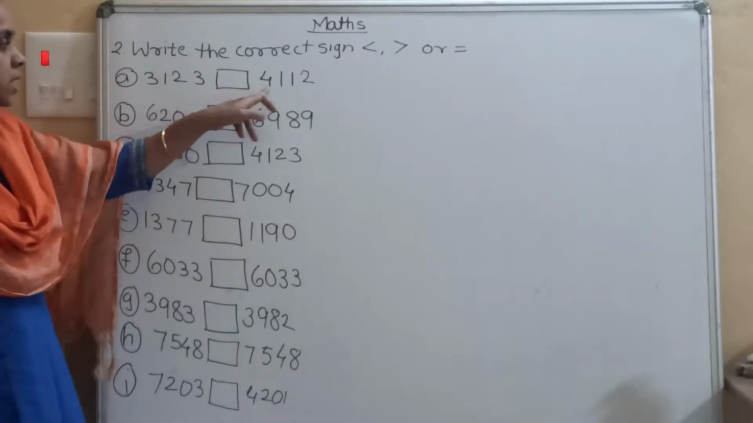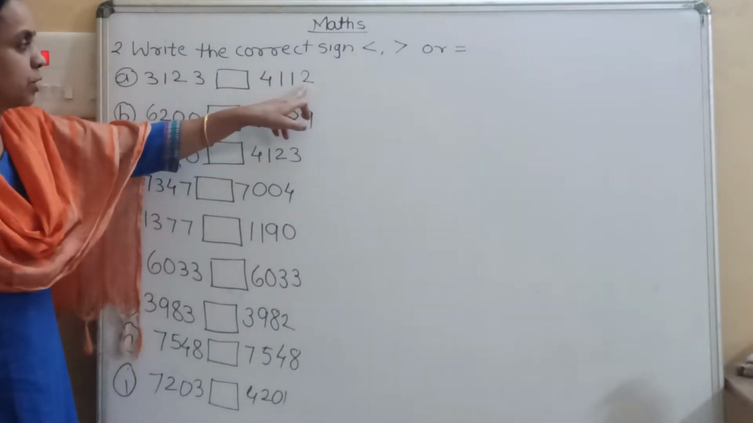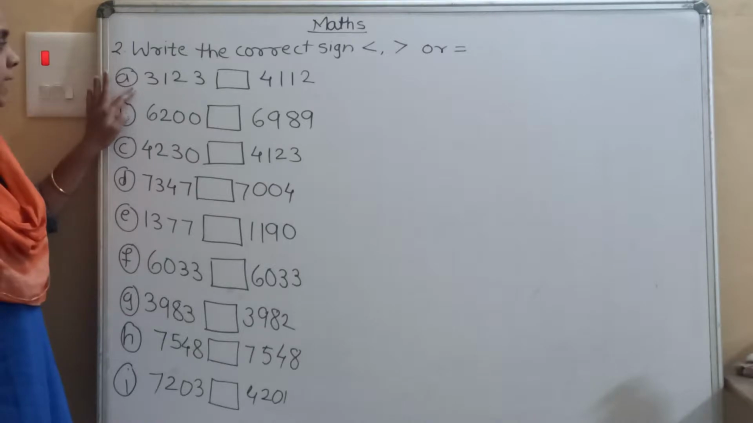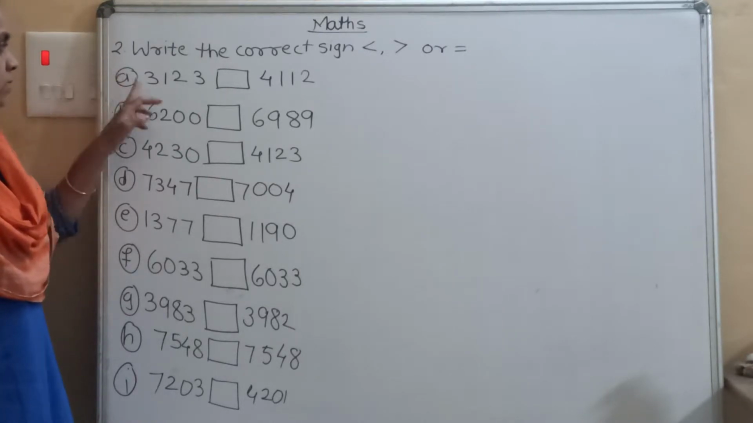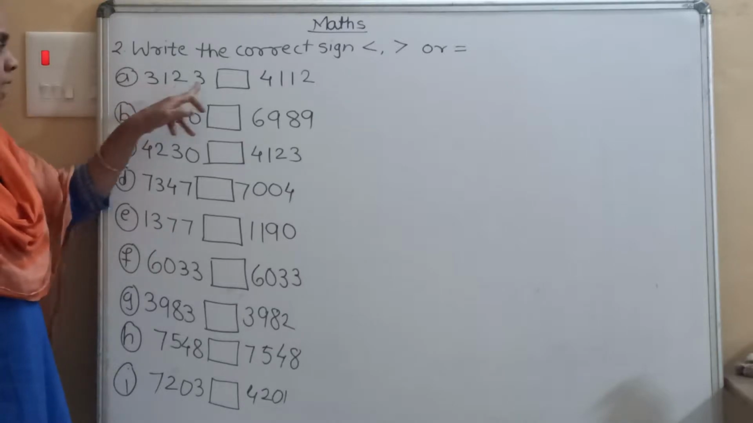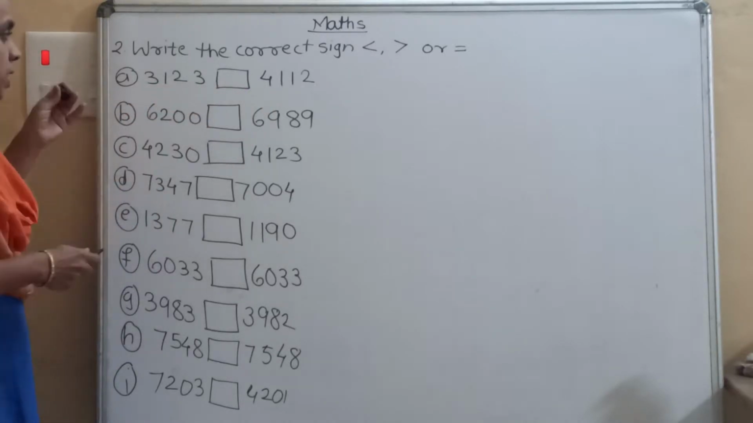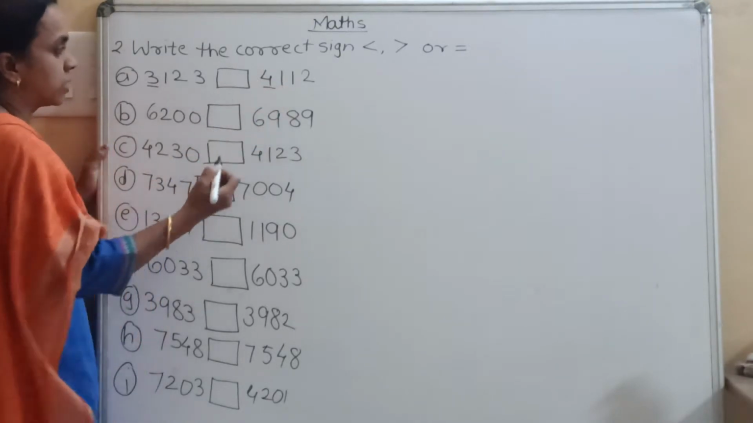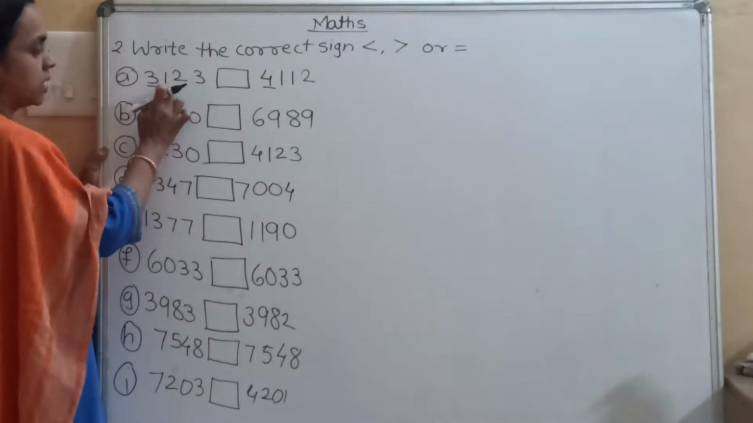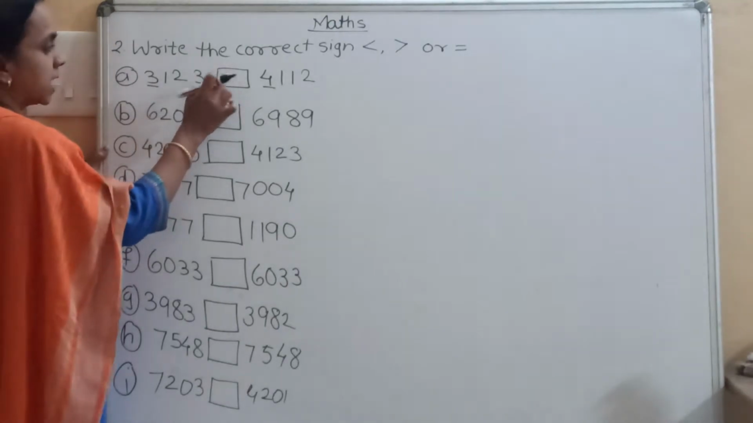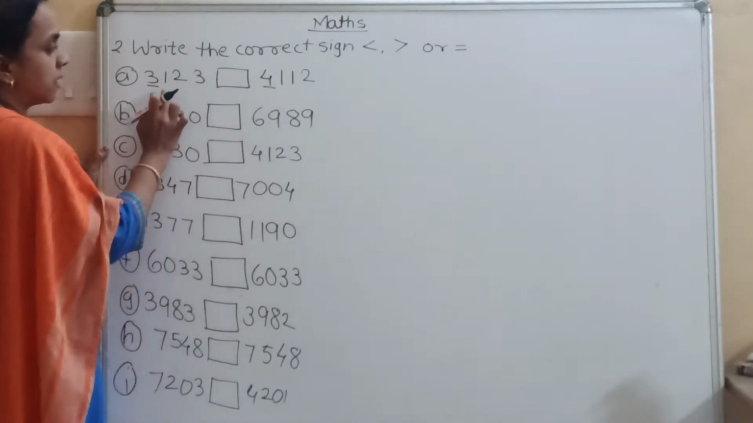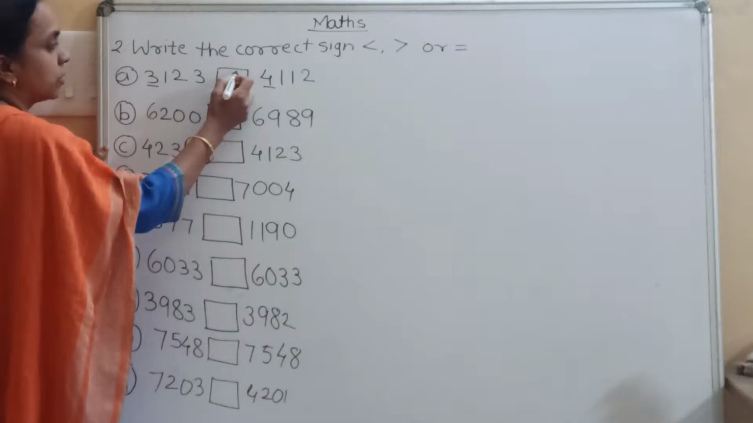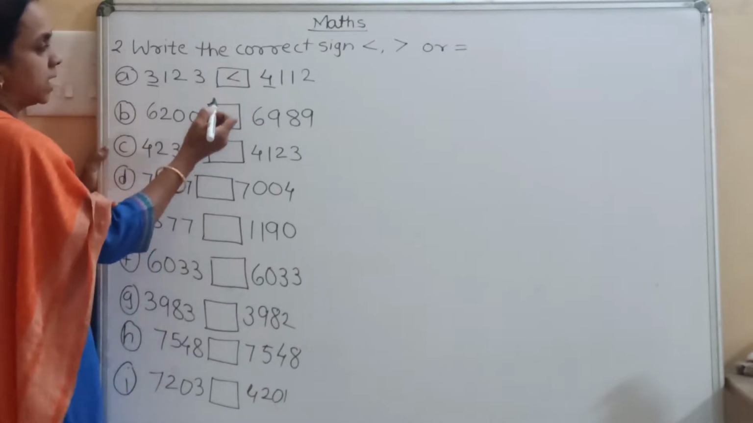3123 and 4112. So we have to decide which is the greater number here. Okay, so 3000 and 4000. See, 3000 number and 4000 number. So here we can see that this 4000 is the bigger number, so we have to give this sign here.